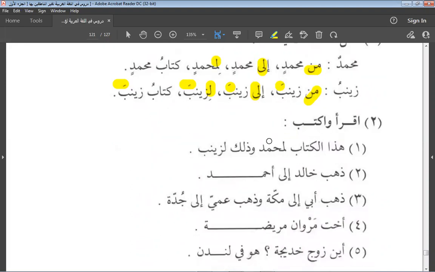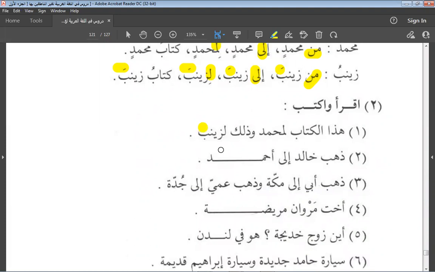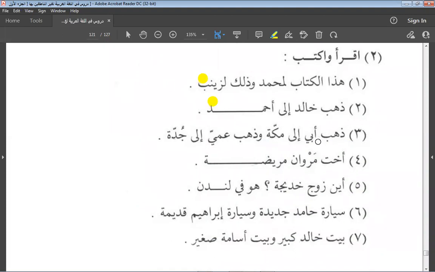Okay. It says اقرأ واكتب, read and write. هذا الكتاب لمحمد وذلك لزينب. ذهب خالد إلى أحمد. ذهب أبي إلى مكة وذهب عمي إلى جدة. أخت مروان مريضة. You remember we said this kind of words are mamnu min as-sarf, like Ridwan, like Uthman, like Affan, like Sufyan. So you say أخت مروان مريضة, not أخت مرواني, because it's mudaf ilayh.